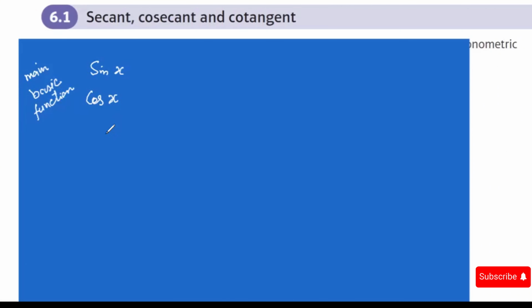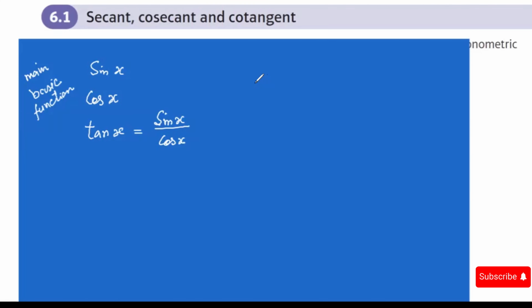The second thing is that all other trigonometric functions are related to sin and cos. For example, tan x is also derived from sin x divided by cos x. You see that tan is derived from the ratio of sin and cos. So the basic functions are sin and cos.